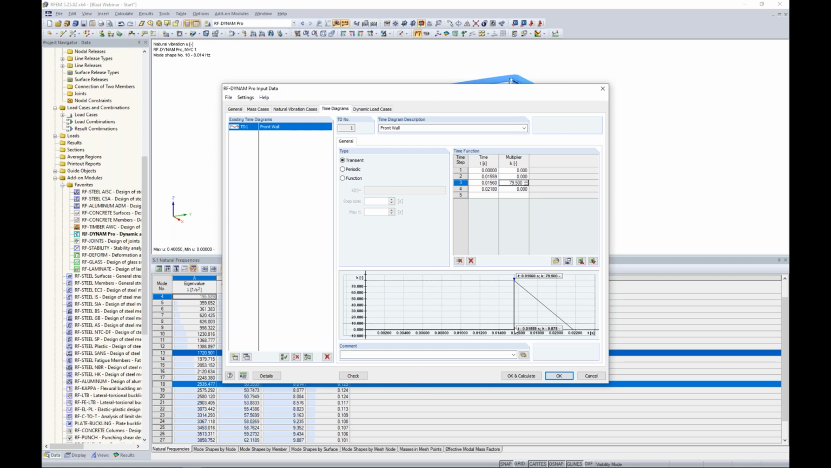Now, the program doesn't allow you to put two values here for this particular 15.6 milliseconds. So I had to offset this by a very small value, but more or less, this is that instantaneous rise in pressure for our front wall, and we are complete here. The next time diagram, we will simply take a copy of the front wall and we will rename this to side wall and roof.